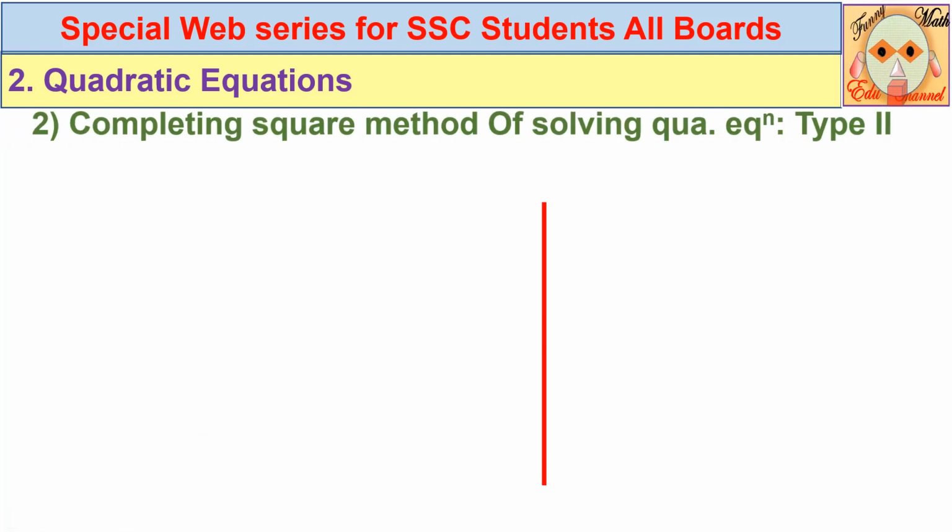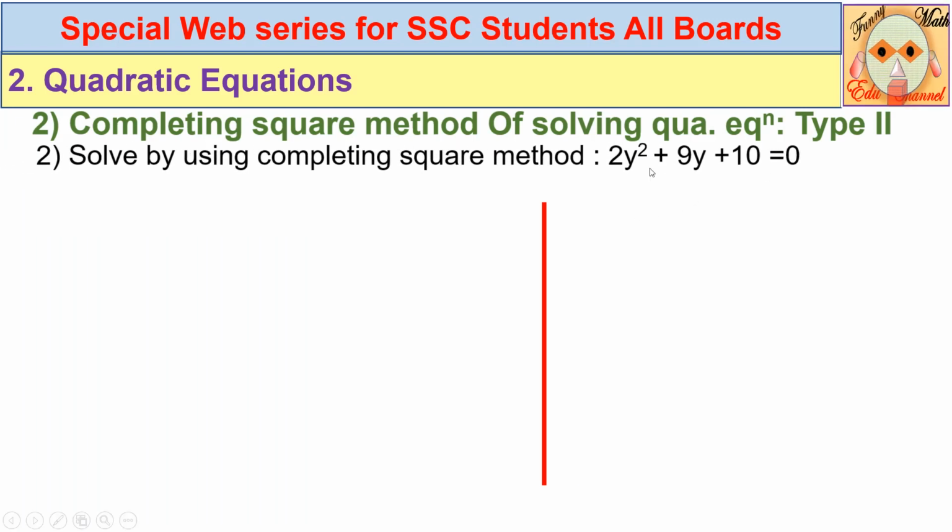Now we are going to see the second type of this method. In this method, the second type is when the coefficient of the square term is not equal to 1, and here 2 is given. We have to solve this by completing square method: 2y square plus 9y plus 10 equal to 0.